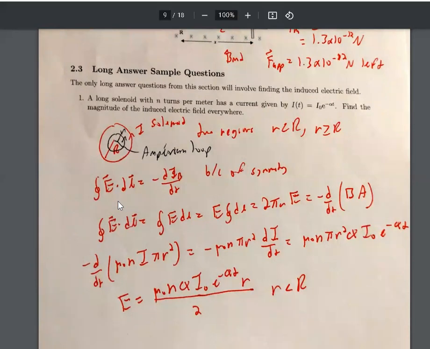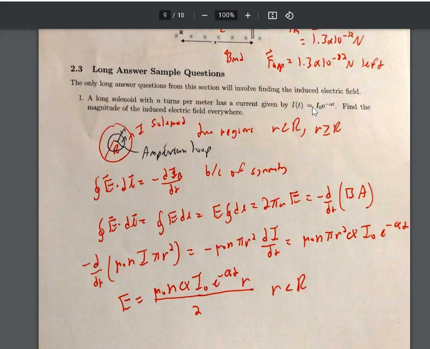The only question I could ask you is to actually find the magnitude of the induced electric field here. And so we'll use Faraday's law, which says that if we integrate the electric field over some closed loop, this has to be minus the rate of change of magnetic flux. This is very similar to what we do with Ampere's law. We have to draw an Amperian loop, and there are two different regions. There's one region that's inside of this solenoid, and there's one region that's outside of the solenoid. And we were told that the current in the solenoid is exponentially decreasing.